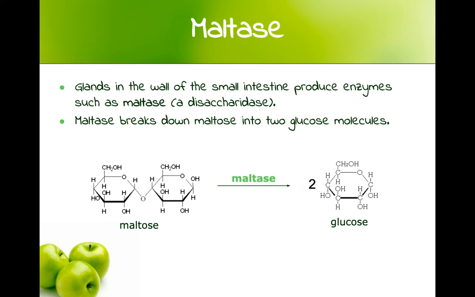Okay, so through the action of amylase and maltase, we've been able to break down the starch right down to glucose, which is what our body cells need in order to carry out cellular respiration.